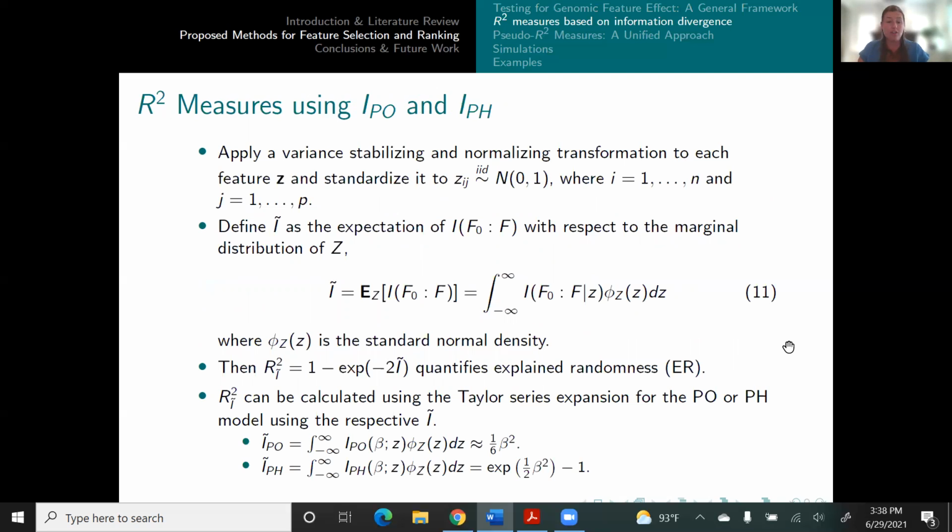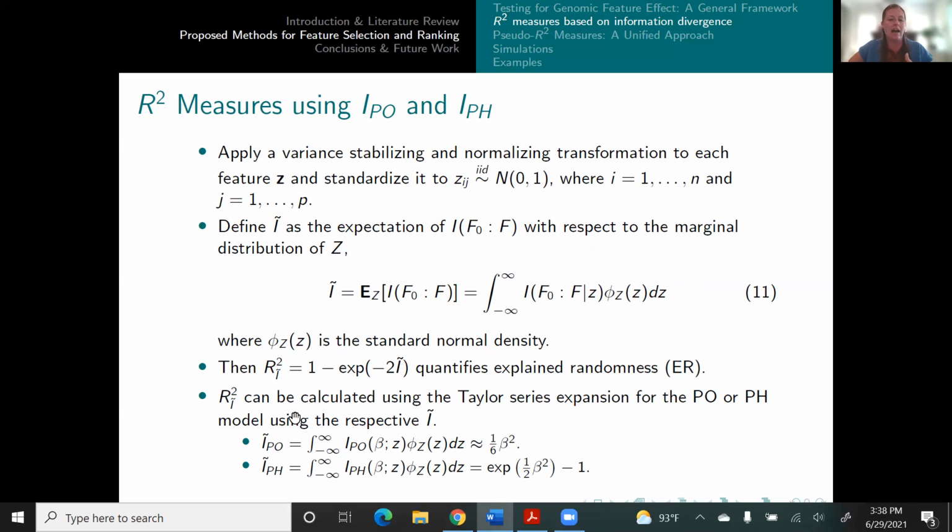Now, the next measure we look at is actually an extension of these I measures, and it's an R-squared measure based on this information divergence. The first thing we do is we apply a variance stabilizing and normalizing transformation to each feature Z and standardize it. We then define this I tilde as the expectation of I with respect to the marginal distribution of Z, and you can see that form here. And then once that's computed, we can compute an R-squared measure. So R-squared is just 1 minus exponential negative 2 times that I, and this is a quantity for explained randomness.